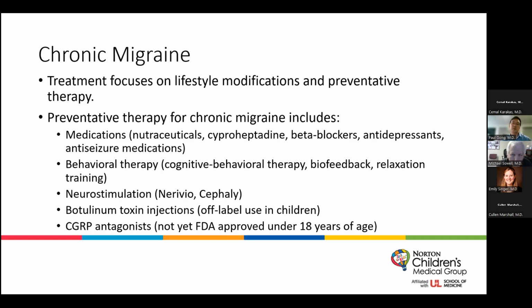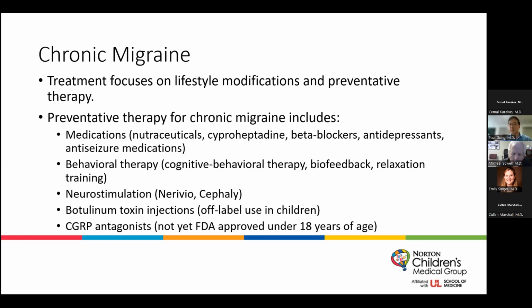And that can make things a little more difficult. So a lot of times for chronic migraine, the focus is on lifestyle modifications and preventative treatments. So for preventative therapy for chronic migraine, the medications like we talked about earlier, usually try to start with nutraceuticals, but you can move on to more prescription medications. That's always a good option. But there's a lot of non-medication options, which are often just as if not more effective for chronic migraine.